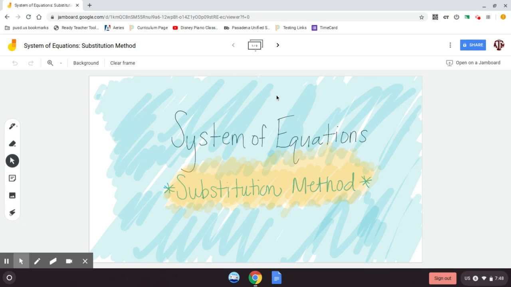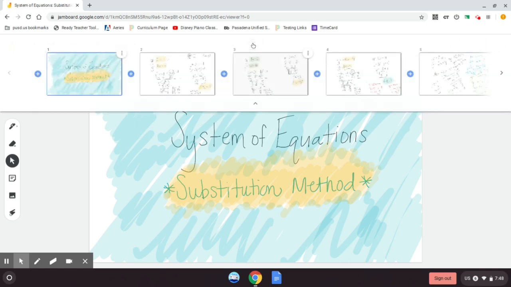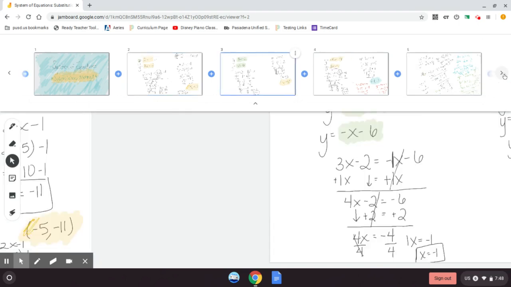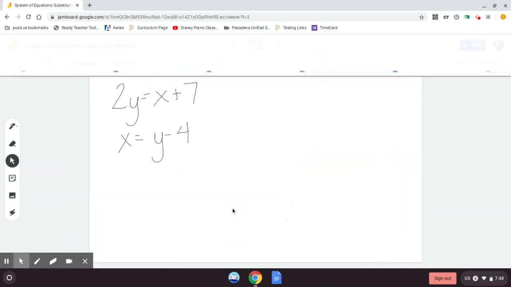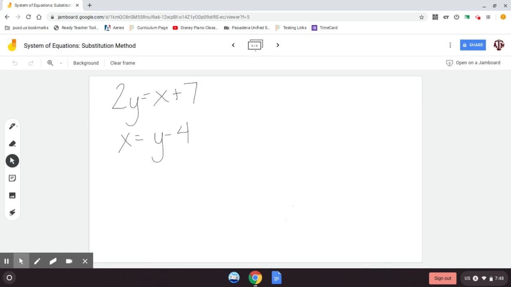Today, we're going to look at something a little bit different. So we're going to look at what is happening if we have two equations that are not equal to each other. So here we have 2y equals x plus 7, and then x equals y minus 4. So these two equations are not equal to each other. And the way I know that is because one of them is equal to 2y and one of them is equal to x. Well, those aren't the same thing.